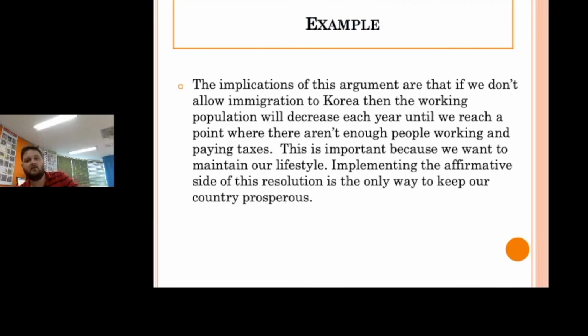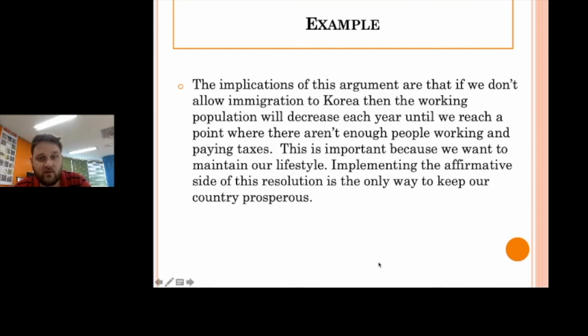So yeah, let me give you another example. The implications of this argument are that if we don't allow immigration to Korea, then the working population will decrease each year until we reach a point where there aren't enough people working and paying taxes. This is important because we want to maintain our lifestyle. Implementing the affirmative side of the resolution is the only way to keep our country prosperous.